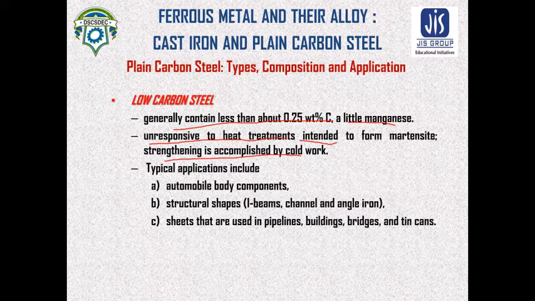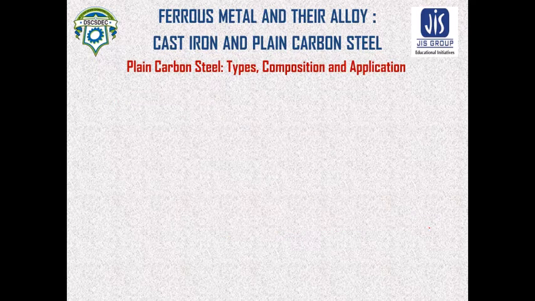Now, what are the typical applications of low carbon steel? The typical applications are automobile body components, structural shapes such as I-beam, channel and angle iron, and sheets that are used in pipelines, buildings, bridges and tin cans. So this is for low carbon steel.